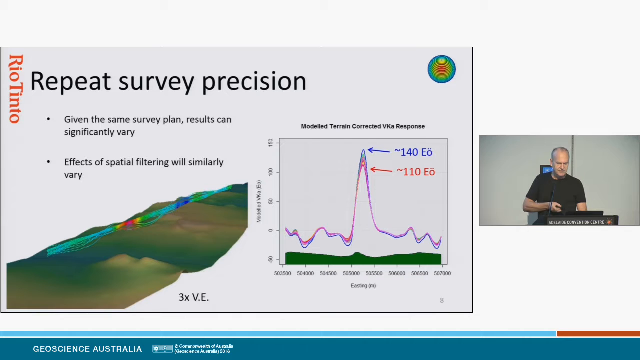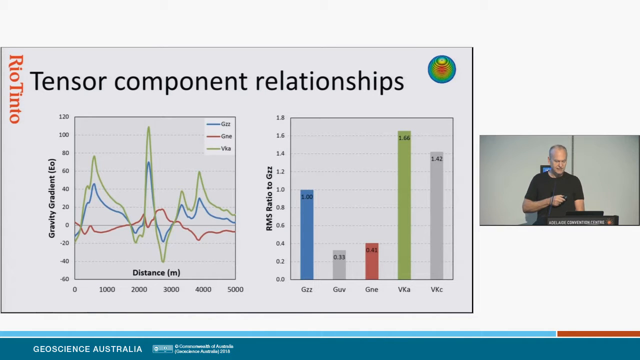And there's an example there of the variations, again modelled, of what the spatial filtering of the model terrain correction looks like, and the effects of the filtering are going to vary similarly.